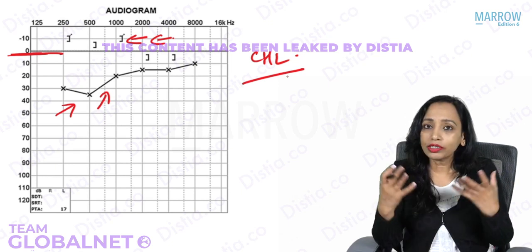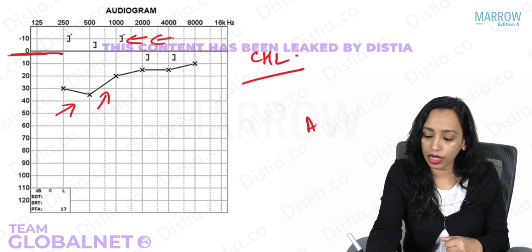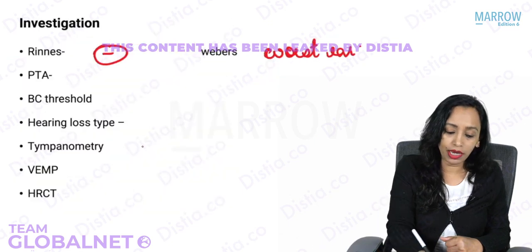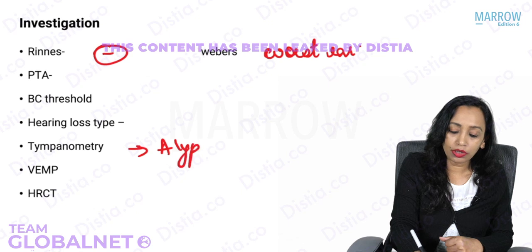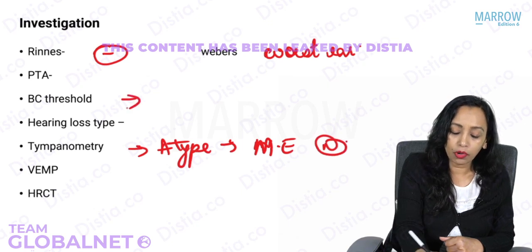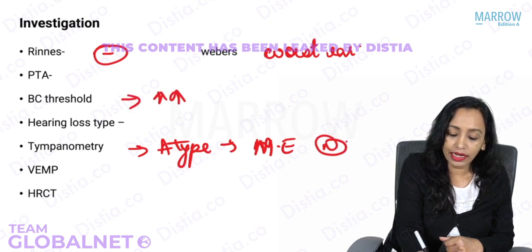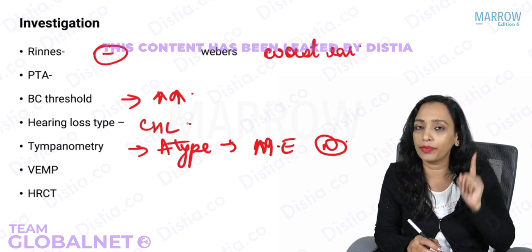But here, because the middle ear is normal, it will show what curve? It will show a normal curve on tympanometry. So the tympanometry will be absolutely normal. Tympanometry will be A type. So that will tell you that the middle ear is normal, and the bone conduction is increased. The hearing loss, which is conductive hearing loss, is not because of the middle ear.